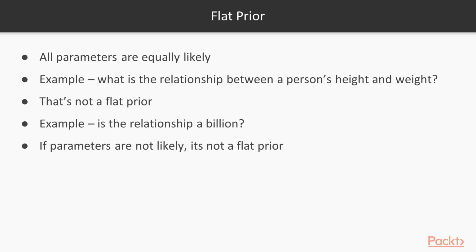An example is also available here: what is the relationship between a person's height and weight? If I ask you what the relationship between a person's height and weight is, what will your answer be? The answer can be anything, for example 2 kg per centimeter, but that is not a flat prior. If someone tells me that the relationship between a person's height and weight is a billion, that is not an example of a flat prior either. If the parameters are equally likely, then it can be a flat prior. So in the fifth point, you can see that if parameters are not equally likely, it is not a flat prior. Simple, right?